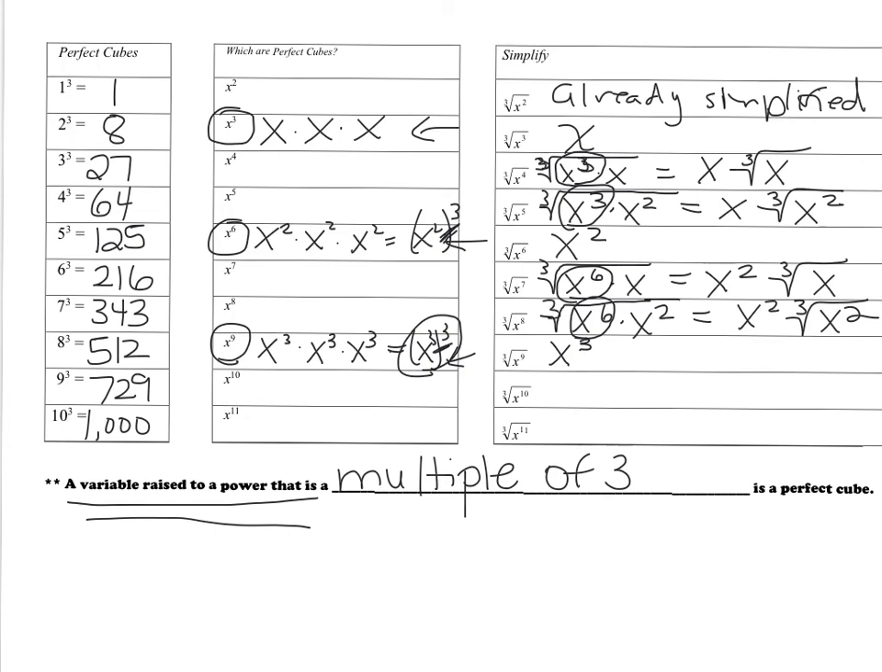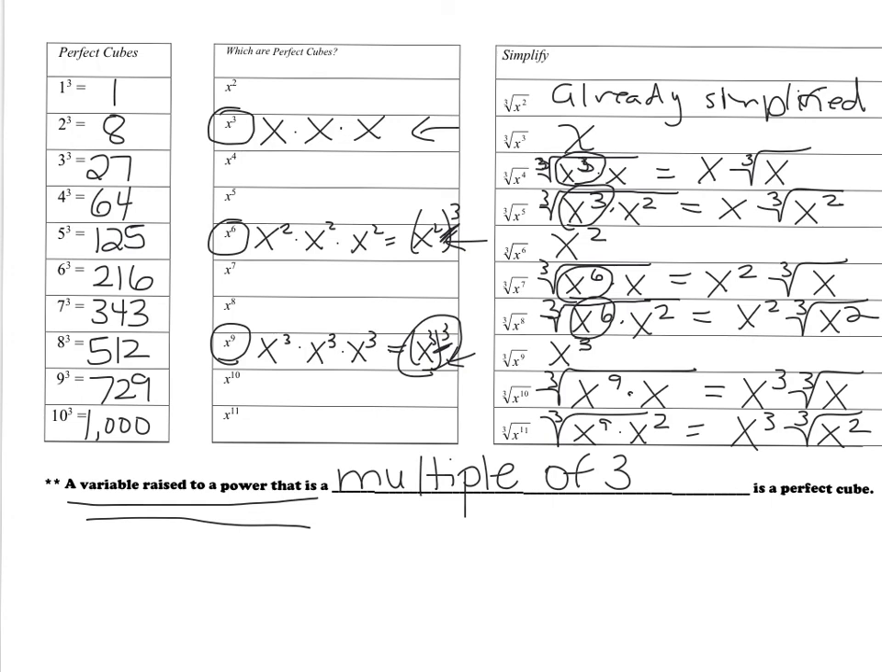Now x to the 10th, not divisible by 3. I keep forgetting my little cube root symbols up there. Not divisible by 3, but x to the 9th is, so you can break it into x to the 9th times x. The cube root of x to the 9th is x to the 3rd, and you're left with the cube root of x. The cube root of x to the 11th would be the cube root of x to the 9th times x squared, which is x to the 3rd, cube root of x to the 2nd.